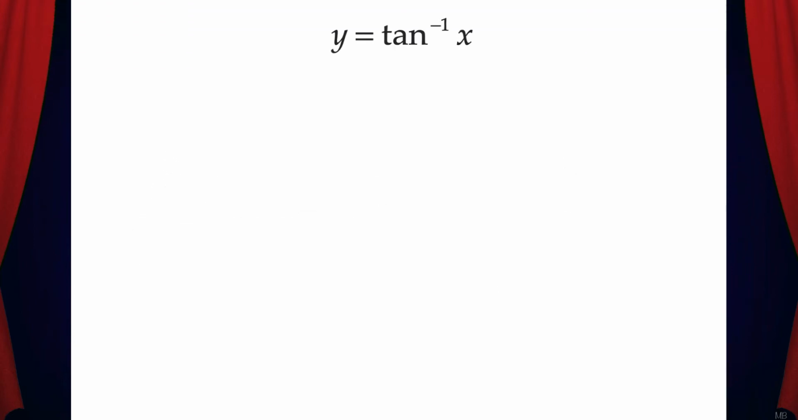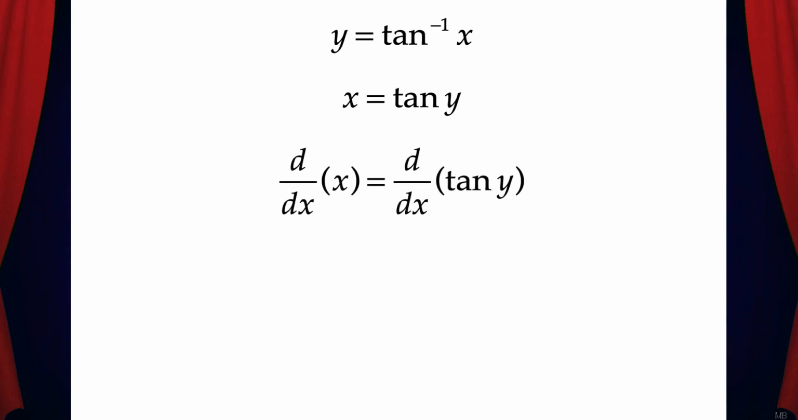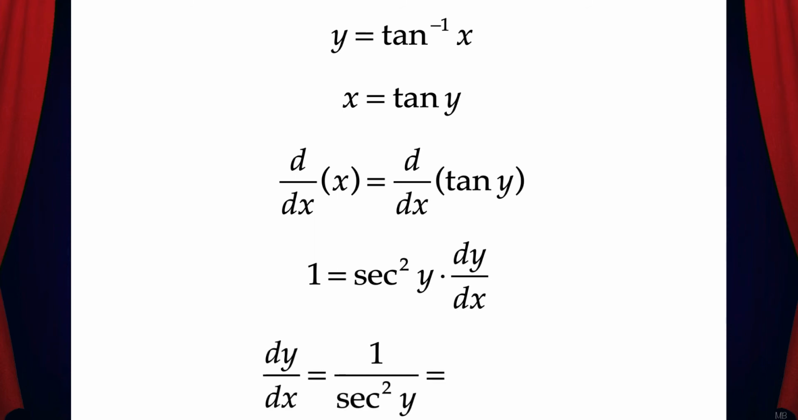All right, let's now find the derivative of y equals tan inverse x. If y equals tan inverse x, that means x equals tan y. So we can take the derivative of both sides. d dx of x equals d dx of tan y. And that gives us 1 equals secant squared y times dy dx. Then we can solve and we get dy dx equals 1 over secant squared y, which is equivalent to cosine squared y.